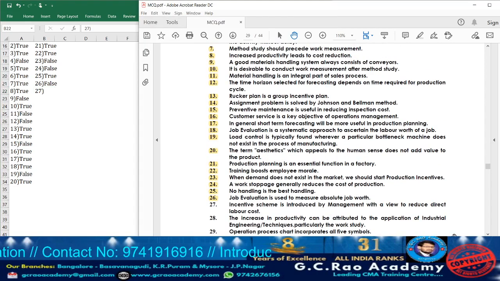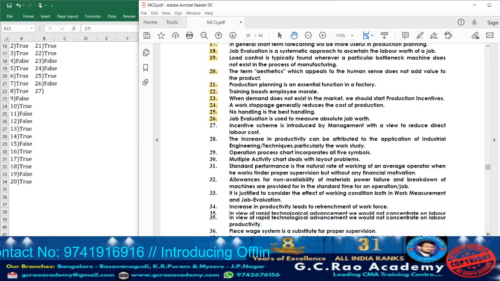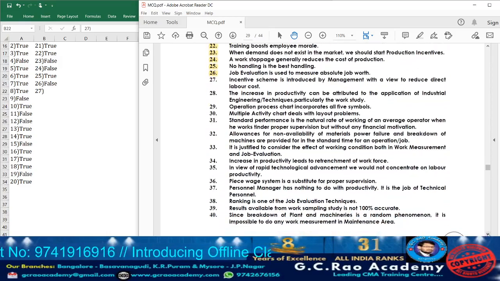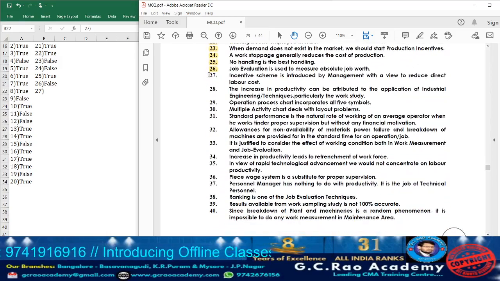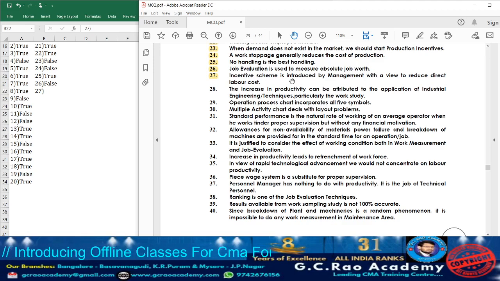Now let us move on to statement 27. What they're telling: incentive scheme is introduced by management with a view to reduce direct labor cost. Usually, why will incentive schemes be given? So as to improve the involvement of the workers.